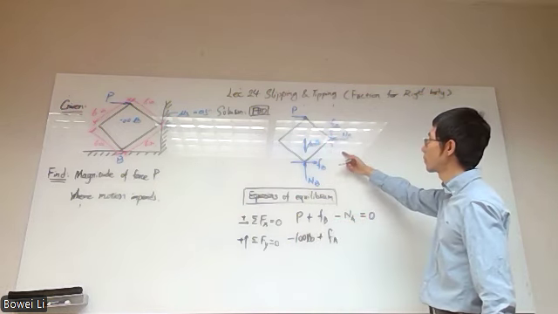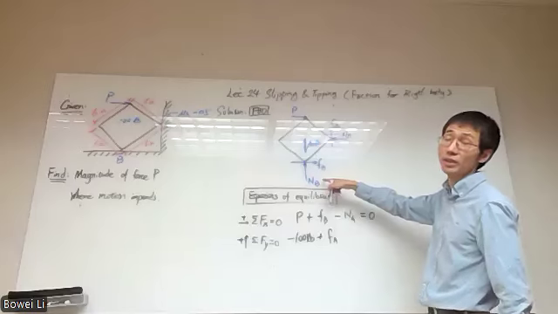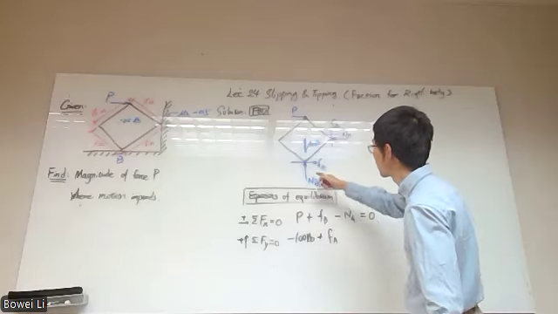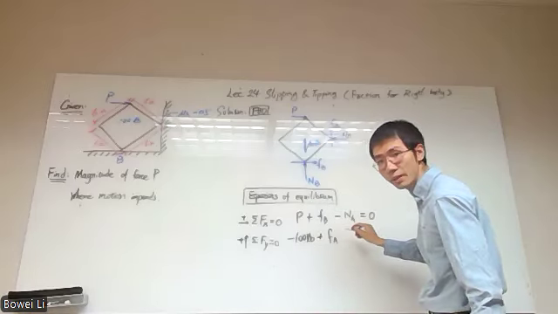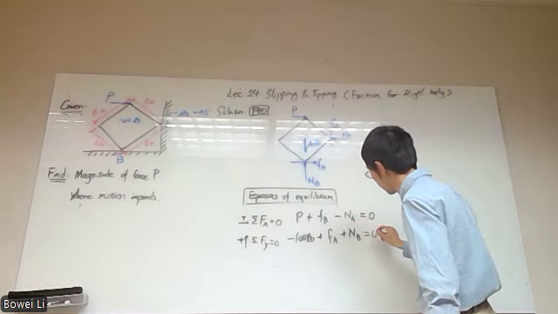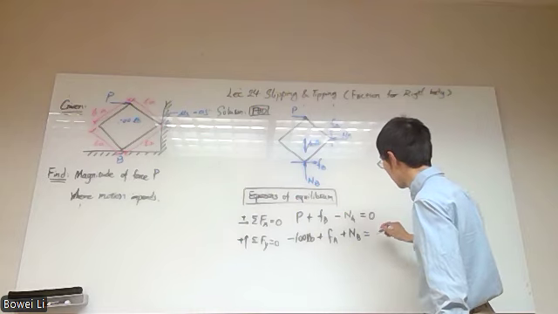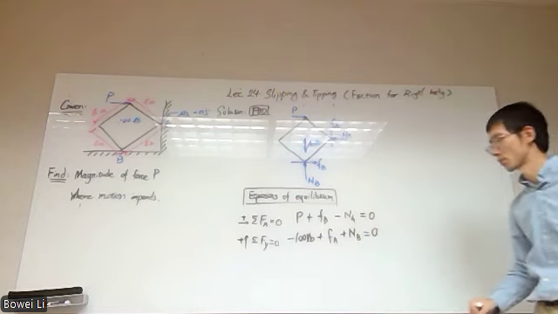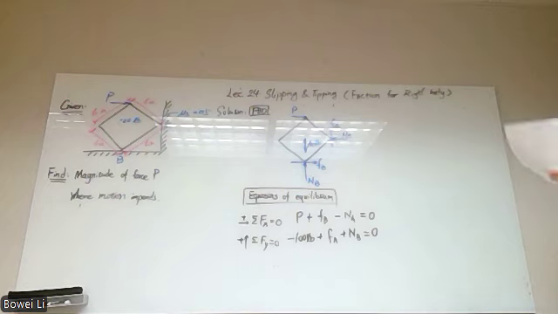And we also have the normal force at B, right? And since it's going upward, it will also be positive here, right? Okay, and summation of forces in the y direction equals 0. Okay.